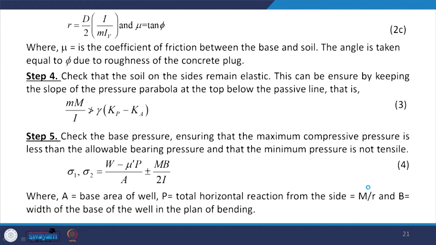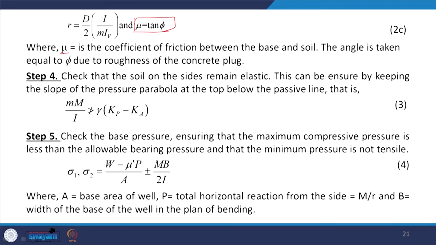Mu is the coefficient of friction between the base and the soil. Mu prime was related to this, and mu is nothing but tan phi. If phi is the angle of internal friction for the soil below the base, then mu equals tan phi, while delta was the friction between the side soil and the well. As far as R is concerned, R is given by the relation d by 2 into I m by I v. Again, d is the depth of the well, not the diameter. I is known, I v is known, m is known.